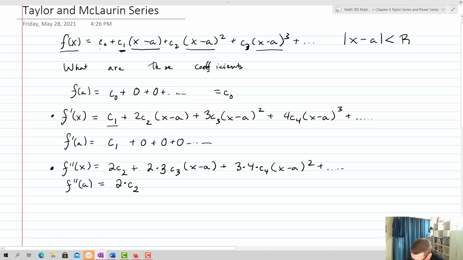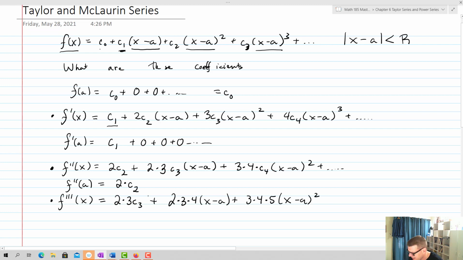Let's look at the third derivative. So f triple prime of x is going to equal, well, our c2 term is going to go away. We're going to be left with 2 times 3 c3 plus 2 times 3 times 4 times x minus a, and you can imagine that the next term here is going to be 3 times 4 times 5 times x minus a squared. That seems to be the pattern that we're going with here. Plus, and so on and so forth.